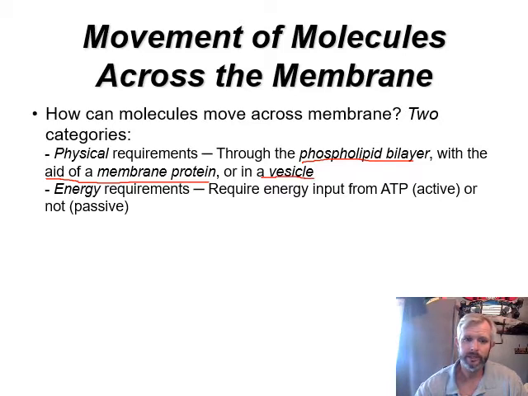The other component is energy requirements. Does the cell have to use energy, or can it just use, as we're going to see, a concentration gradient? If it requires energy from the cell to move a molecule either in or out of the cell, it is considered active transport. If it does not, it is considered passive. We're going to look at these different mechanisms by which we move molecules in or out of the cell across the membrane.